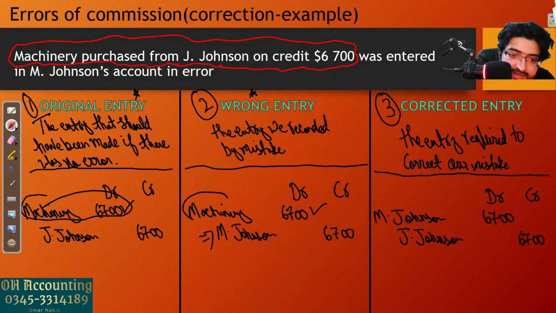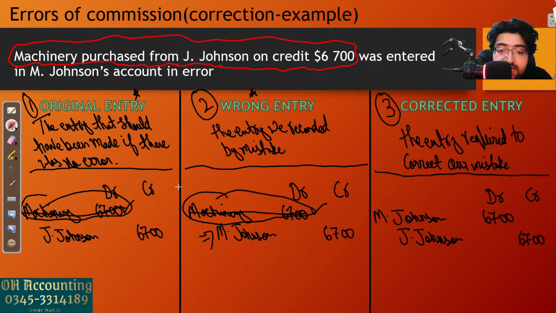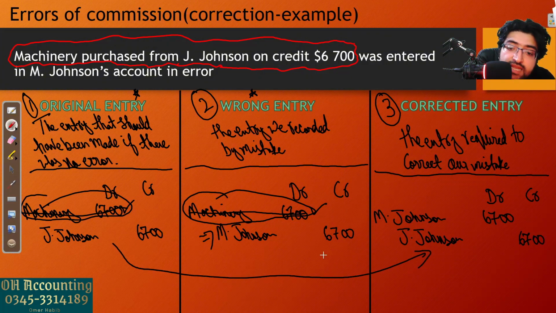Machinery was debited even in the wrong entry, so forget this. It means we have done the working correctly for machinery. J. Johnson was supposed to be credited, so credit him now to fix that error. And M. Johnson was not supposed to be credited, so bring his balance back to 0 by debiting M. Johnson's account by 6,700. Okay?